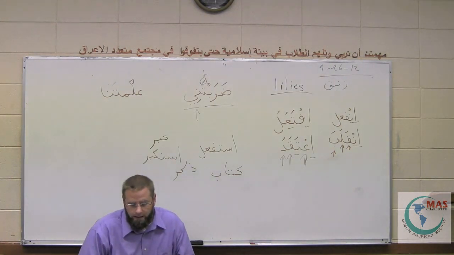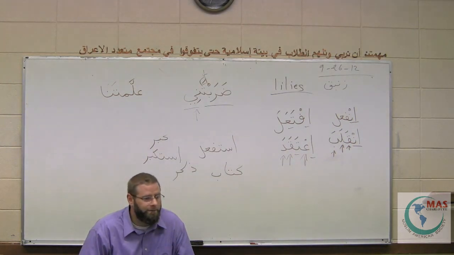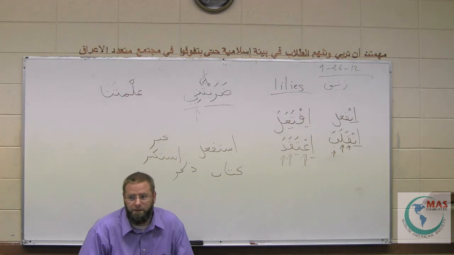So that's that one. The next one is dual. Dual, you just add an alif. Dhahaba, they went. Kataba, they wrote. Would you say Zahaba? Yeah. Dhahaba, kharaja, like that. What is the object here? We haven't done object yet.